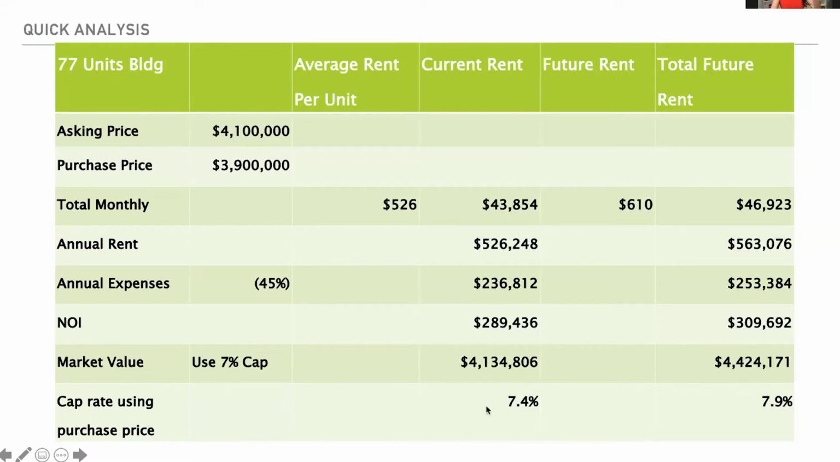Now, if I do it another way, if I buy this property at $3.9 million, the cap rate I'm buying it at is 7.4, which is actually a higher cap rate compared to the market cap rate. So it is actually a good deal for my clients. Now that I look at this, I think this is a good deal, and I'm going to recommend this property to my client.